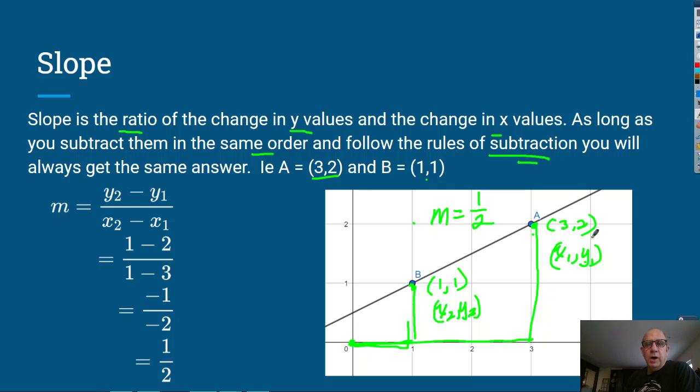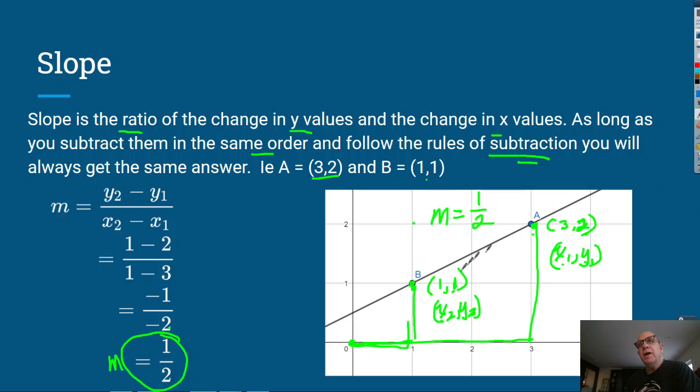So y2 is the B point, so it's 1. And y1 is the A point, is 2. So we're going to say 1 minus 2. And then we're going to subtract the x points, so x minus x, 1 minus 3. 1 minus 2 is negative 1. 1 minus 3 is negative 2. A negative 1 over a negative 2 is 1/2. So our slope for line BA is 1/2.